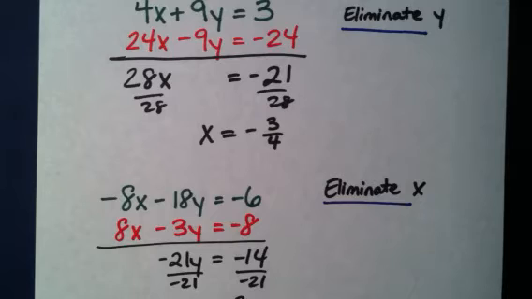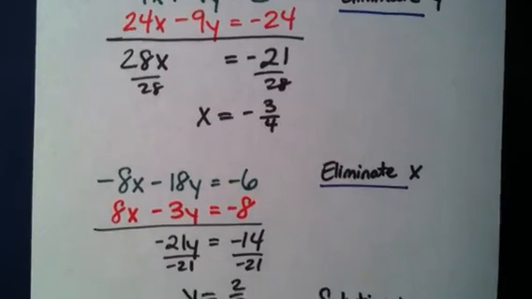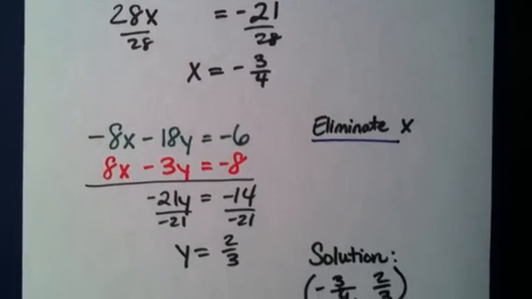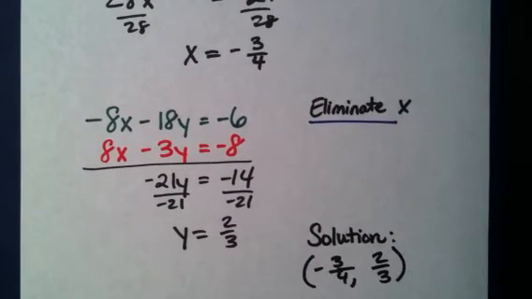The negative 8x and regular 8x cancel out. Negative 18y minus 3y is negative 21y. Negative 6 and negative 8 makes negative 14. Dividing both sides by negative 21 gets my y all by itself. So I find that y equals 2/3. So my solution is x equals negative 3/4 and y is 2/3.